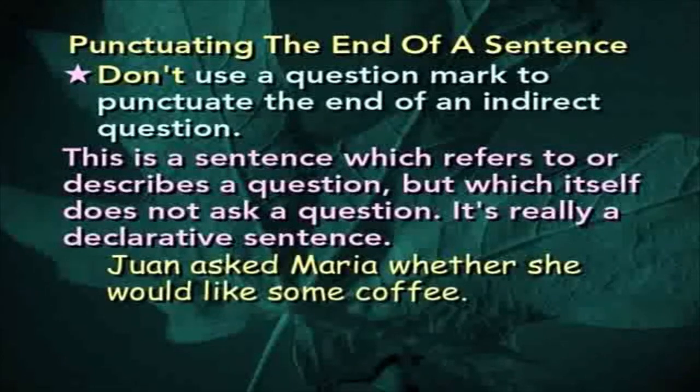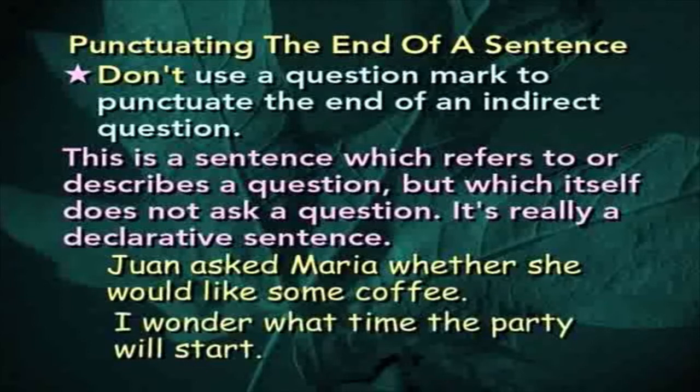Juan asked Maria whether she would like some coffee. Now, this sentence refers to or describes a question. Juan is asking Maria a question: Would you like some coffee? But notice that the sentence itself doesn't ask the question. Instead, the sentence is really describing the question or making a statement. It is stating a fact that Juan has asked Maria a question. Therefore, the sentence itself is not an interrogative sentence. It isn't asking a question. So it doesn't end with a question mark. Instead, it ends with a period. This is an example of what we call an indirect question.